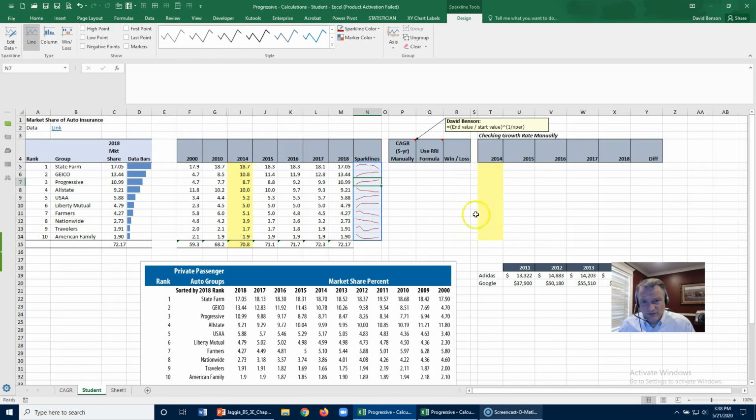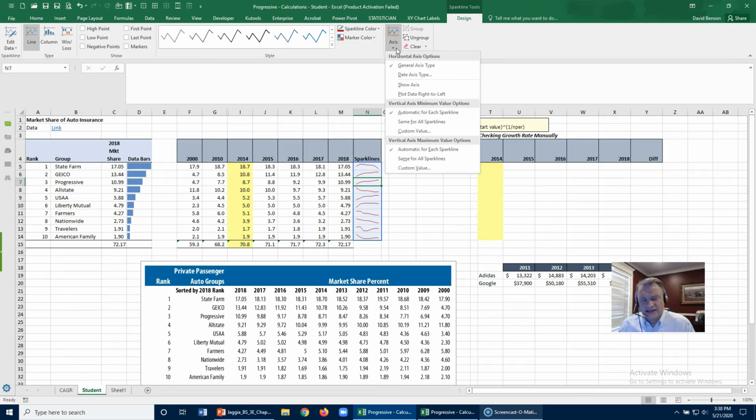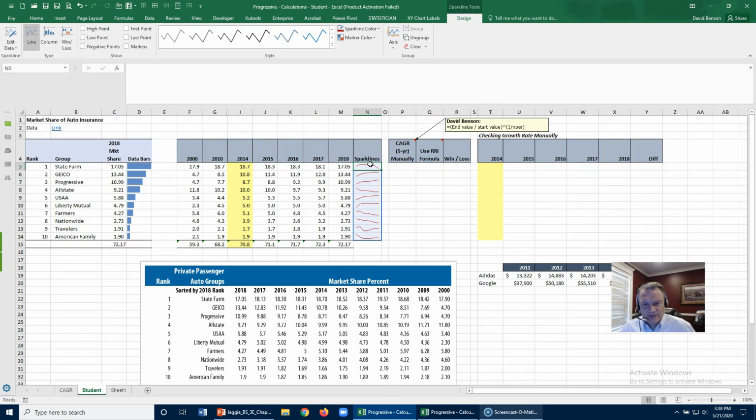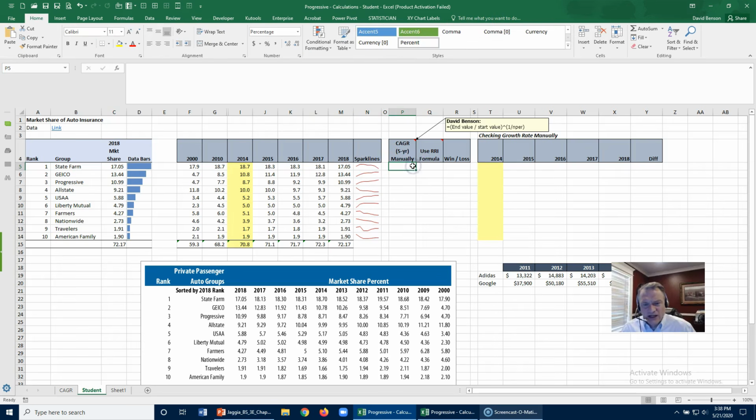Oops. I can click on the axes here. This is what I meant to do. And right now it's set, the default is automatic for each sparkline, meaning for each row, but I could put it for the same for all sparklines, or I could give it like some value that I'm setting. In this case, we're going to let Excel do its magic, but on it you're going to see one thing is it looks like, oh, these guys have really grown, and then you can see that their growth has come largely at the expense of, for example, Allstate here.